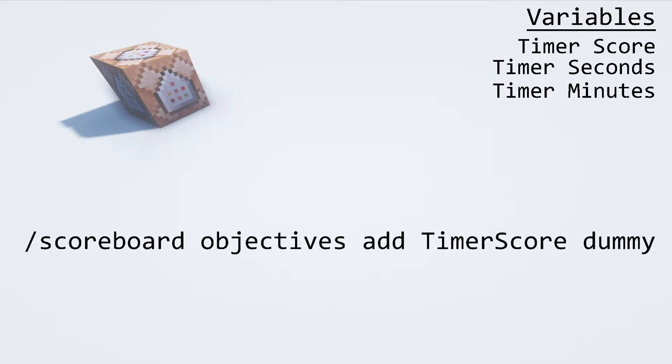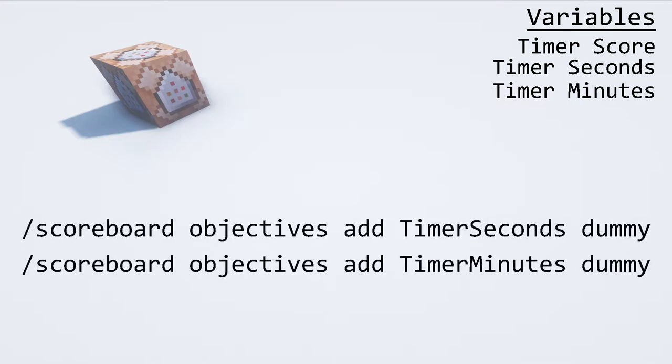To create the variable, we go to scoreboard objective and create a new one. We'll call it TimerScore and make it of the class dummy because we do not want to modify it with anything other than command blocks. Our second variable is going to be a minutes variable. This will display the amount of minutes that are left on the clock. We can create another dummy objective named TimerMinutes. Thirdly, we want a variable that will display how many seconds are left inside each minute. We create a third dummy objective named TimerSeconds.